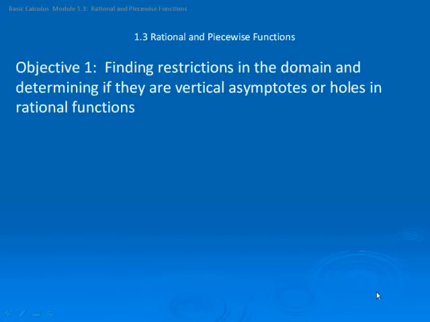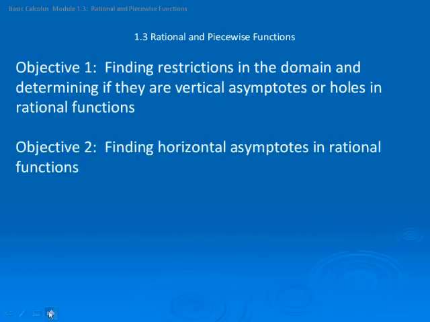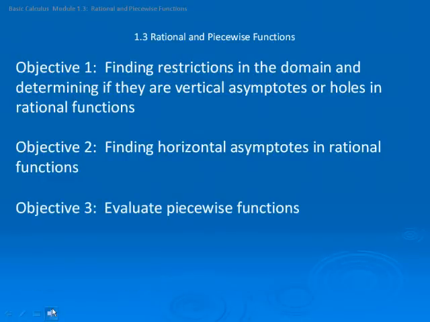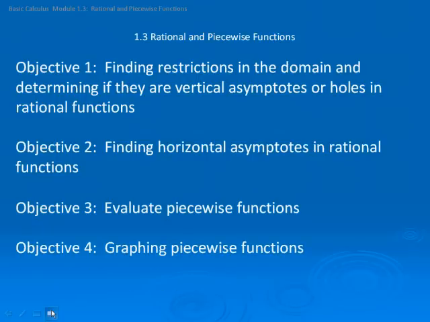Module 1.3, Rational and Piecewise Functions. Objective 1, finding restrictions in the domain and determining if they are vertical asymptotes or holes in rational functions. Objective 2, finding horizontal asymptotes in rational functions. Objective 3, evaluate piecewise functions. And the last objective is to graph piecewise functions.